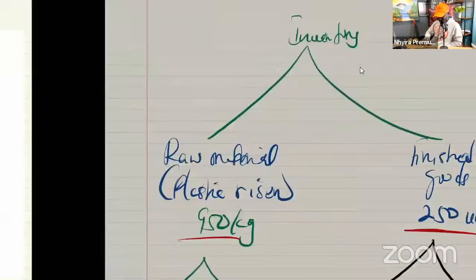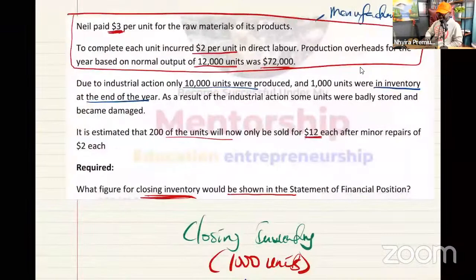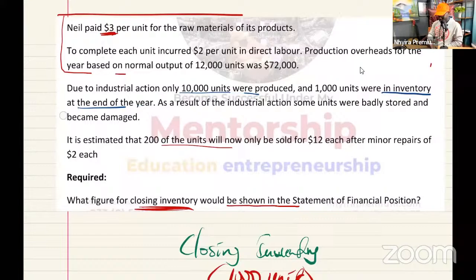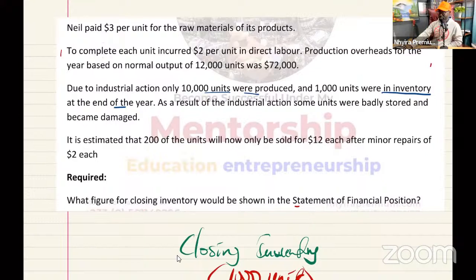Hello, sir. The first question we solved on the inventory, I wanted to take a screenshot of the solutions, please. Yes. Okay, so let me see if I can bring back my screen. Okay, Kofi, let me see if I can bring the question. Kofi, this is the question.